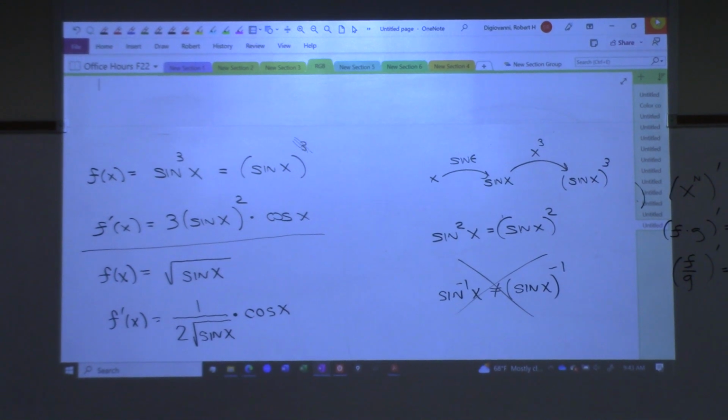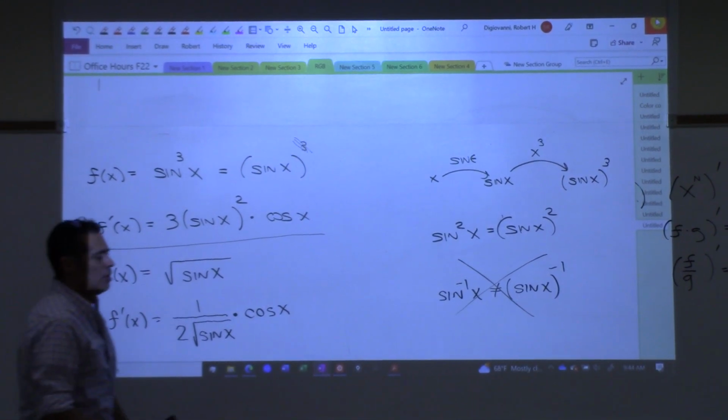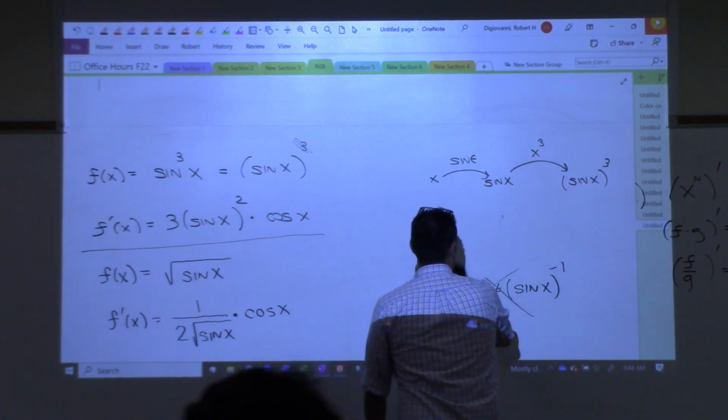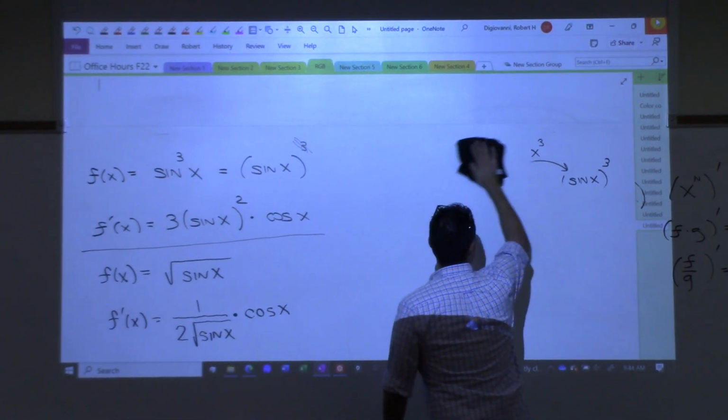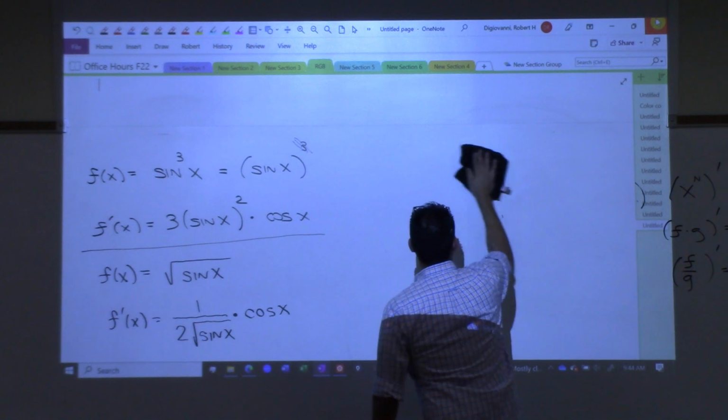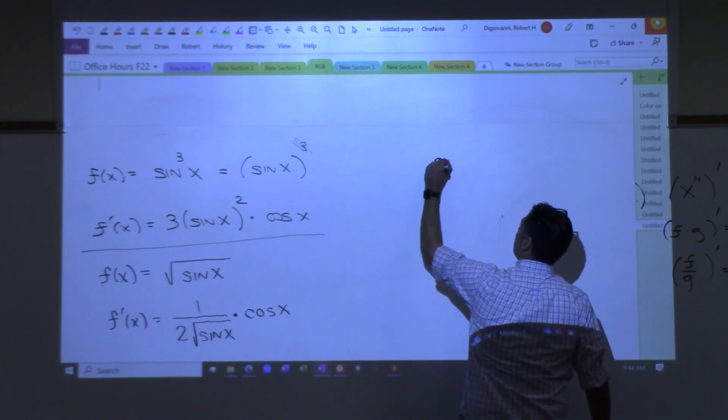Okay, you ready for the rule? I'm going to write the rule down, and then we're going to do more examples. I'm putting the rule on here just so you have something to look at, and it's also on your formula sheets. The chain rule says this.